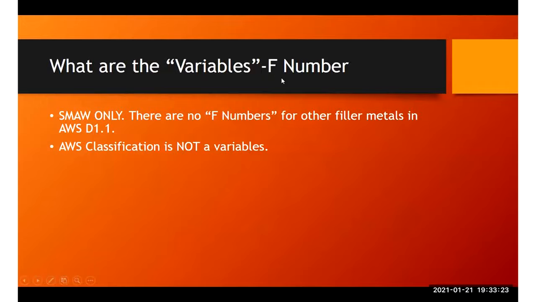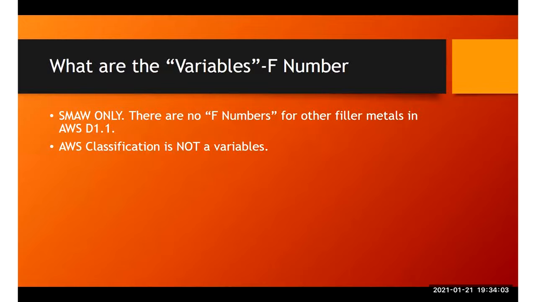Another variable is the F number. Okay, that was back on the chart. Unlike other codes, for F numbers, it only applies to shielded metal arc welding, stick welding. There are no F numbers for GMAW. There are no F numbers for FCAW. Okay, they don't apply. Now, like I said, other codes, you're familiar with them. Those F numbers do exist, but that doesn't apply to AWS D1.1.